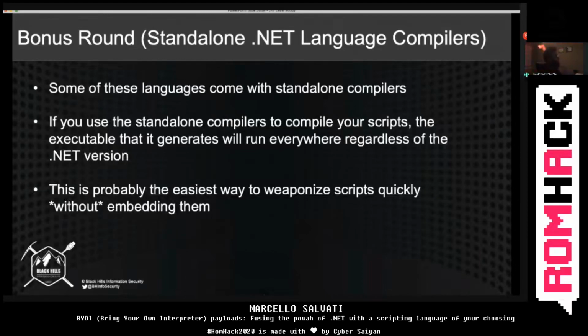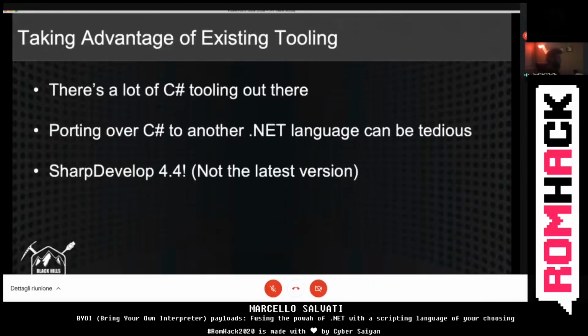So you can easily weaponize this stuff without having to do the embedding, although the embedding is what adds that extra layer of flexibility, right? But the executable that you get from compiling Boolang is also a .NET assembly. What that means is that you can take that compiled Boolang executable and run it within PowerShell or C# or whatever .NET language you want, because that's just how .NET works. It's amazing, taking advantage of existing tooling.